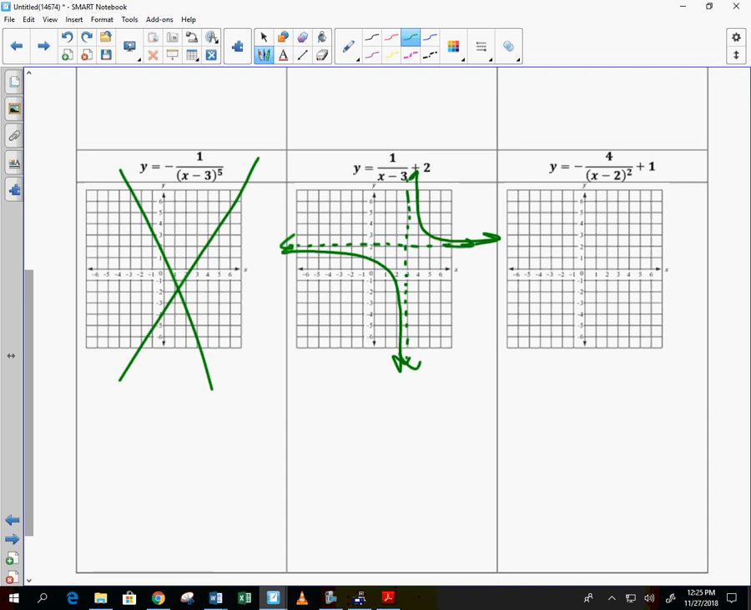You tell me something about the last one. Right 2 I heard. What else do I hear? Up 1. Like the way you guys think. Both want to go up because it's squared, but the negative will create a vertical flip.